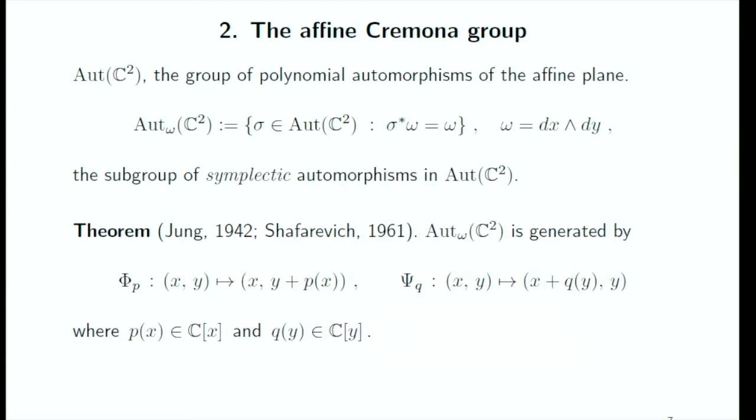And this group was studied by many people. The first important result goes back to 1942, and it was rediscovered in a sequence of three papers, actually many more papers, by Shafarevich. First of all, this gives natural generators for this group. So the group of unimodular polynomial automorphisms of C2 is generated by automorphisms of this form, where P(x) and Q(y) are arbitrary polynomials. And generated in what sense? Generated as an abstract group, right? Well, it is obvious that these are polynomial automorphisms. What is not obvious is that every polynomial automorphism can be written as a composition of automorphisms of this form. Right? But of course, much more is known.